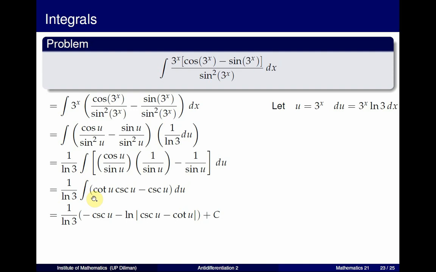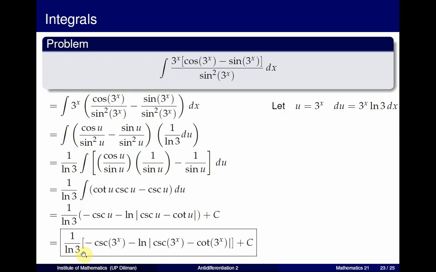By the formulas, the integral will be 1 over ln 3 times the quantity, negative cosecant u, minus ln of absolute value cosecant u minus cotangent u, and then plus c. So what's the final step? Final step will be substitute back into x. So the final answer will be 1 over ln 3 times the quantity, negative cosecant of 3 to the x, minus ln of absolute value of cosecant of 3 to the x minus cotangent of 3 to the x, plus c. So let's take a moment to digest the solution.